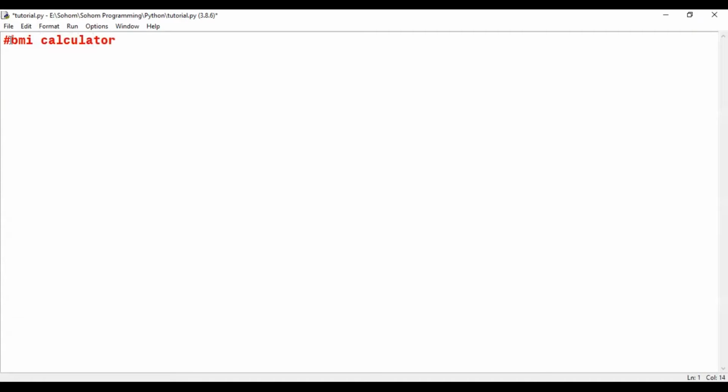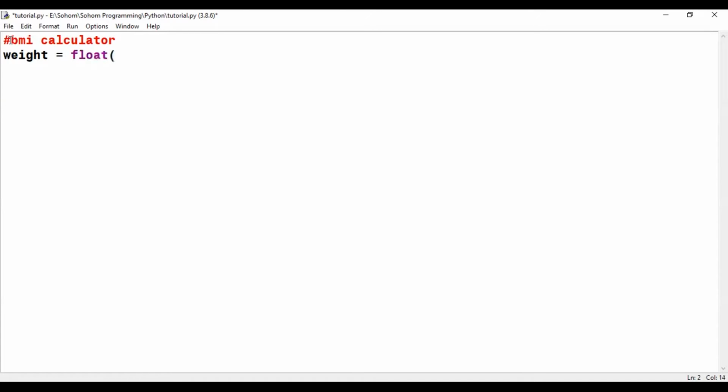I'm going to write a statement of BMI calculator, and after that I'm just going to take some input. So what is actually BMI? BMI is when weight is divided by height square, we get the BMI. And with the help of BMI, we can understand whether a person is underweight or overweight, or if he or she is normal weight.